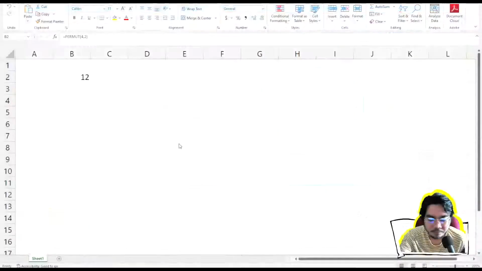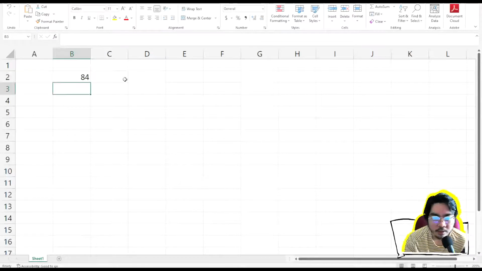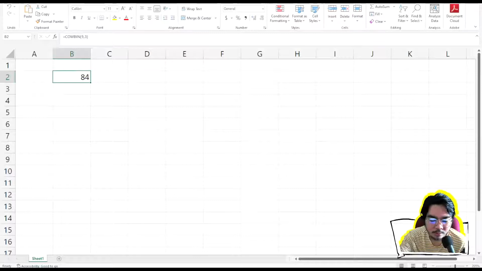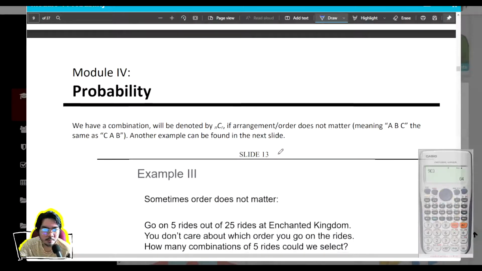So if you do Excel, it's equals COMBIN naman yung niya. Kahit COMB lang yung tinype ko, pwede kong i-tab na. If I press tab, it will select kung ano yung naka-highlight in blue. So if I do equals COMBIN and I have 9 objects taken 3 at a time, if I press enter, I should get 84, same value, no? So again, up to you guys kung ano yung mas komportable kayo. Okay? So that's permutation and combination.